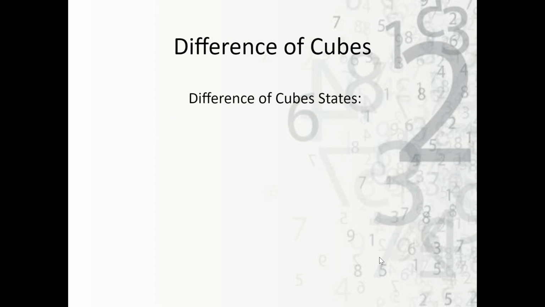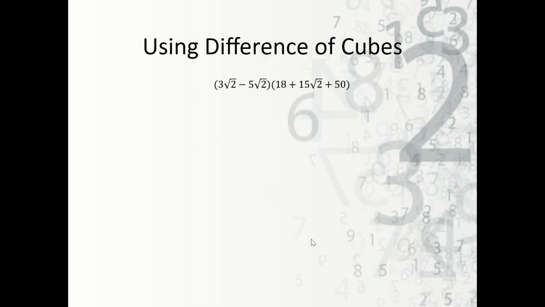Now, difference of cubes. Difference of cubes states that a minus b times a squared plus ab plus b squared is equal to a cubed minus b cubed. And likewise, we could go the other way and say a cubed minus b cubed is equal to a minus b times a squared plus ab plus b squared. So in this case, we have 3 square root of 2 minus 5 square root of 2 times 18 plus 15 square root of 2 plus 50.